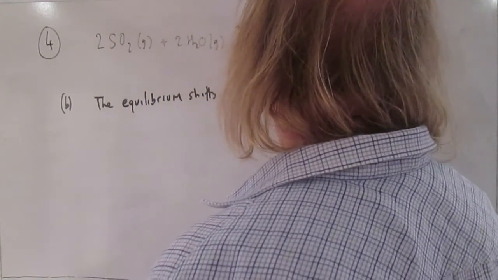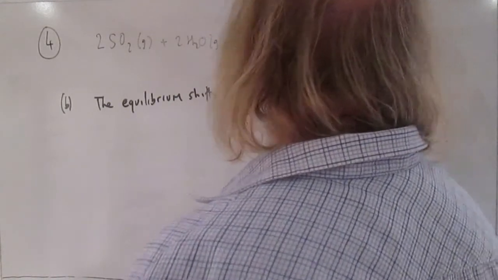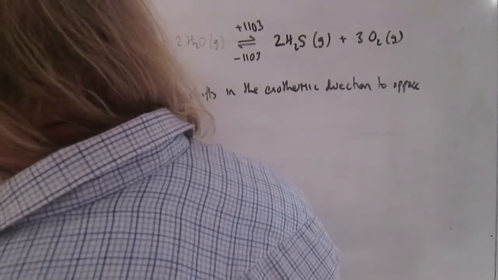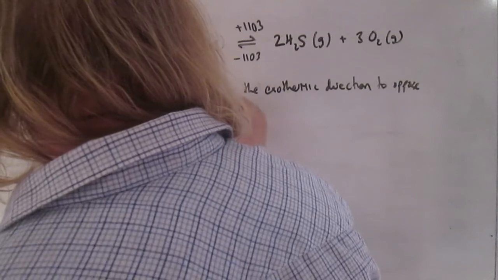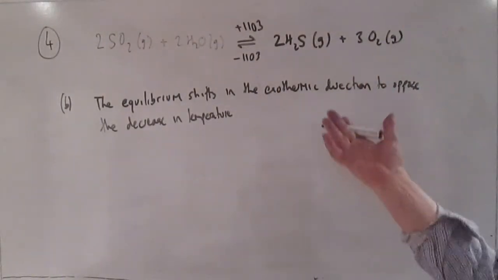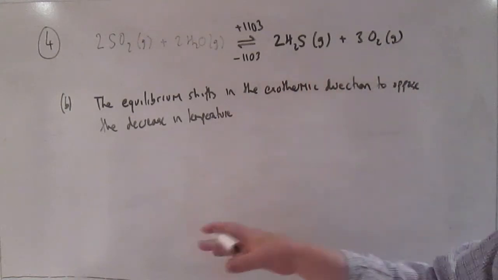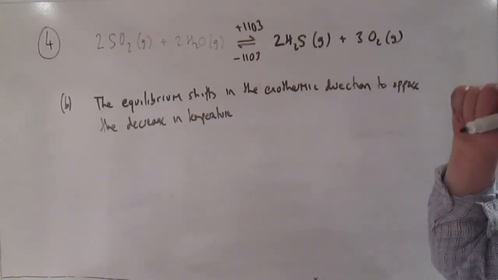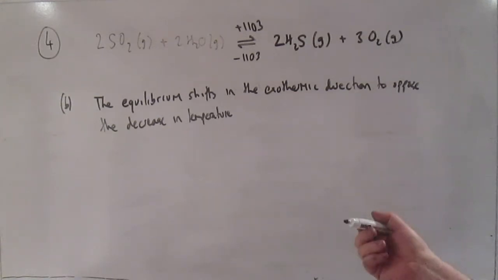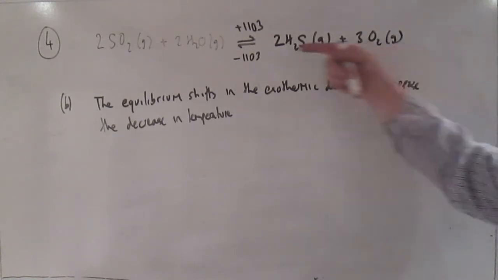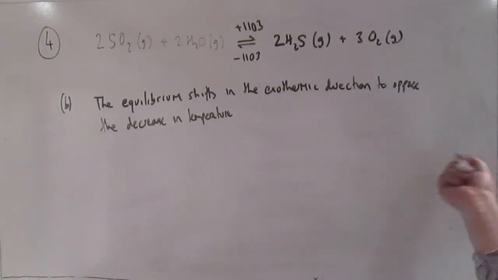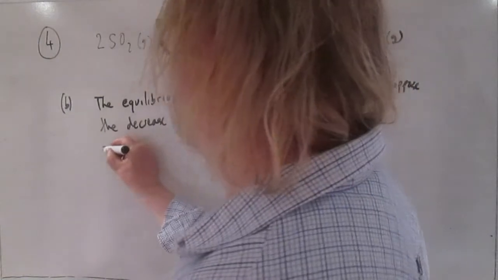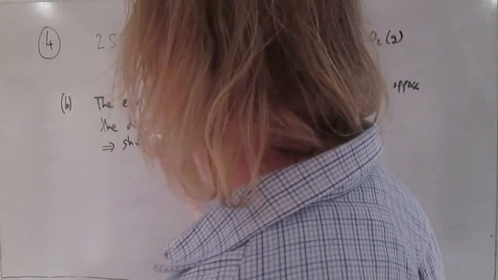to oppose the decrease in temperature. And you can see that makes sense, that exothermic reaction gives out heat, so that will oppose the fact that the temperature has decreased. But then you have to spell out which direction that is. Well, remember, exothermic is negative, so that means it will shift to the left. You can either say shift to the left, or you can say shift in the backward direction. That one's safer if you have left-right issues. So that means that it will shift in the backward direction.